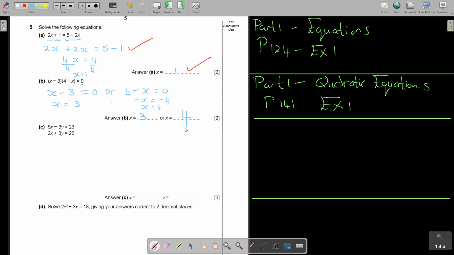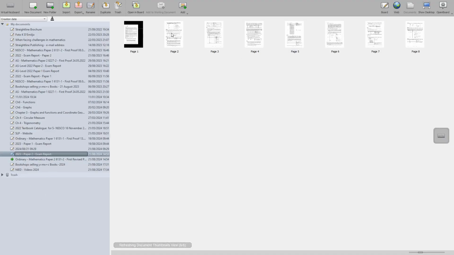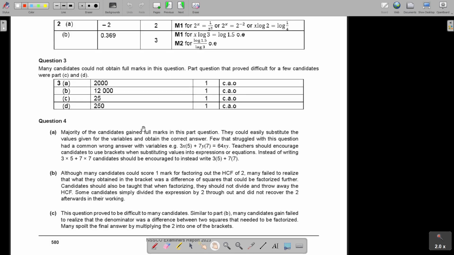And where will you get your marks? So in this case, they gave just for the answers. If you come to a 3 or if you come to a 4. I think I'm just going to go to the exam report before I go on to the next two. So if I go to the exam report. Okay, so this will be question number 5.